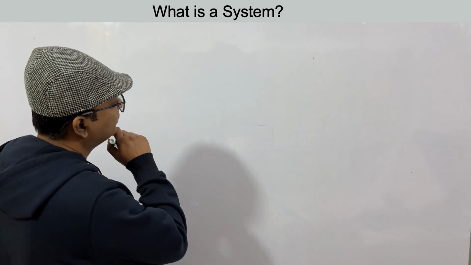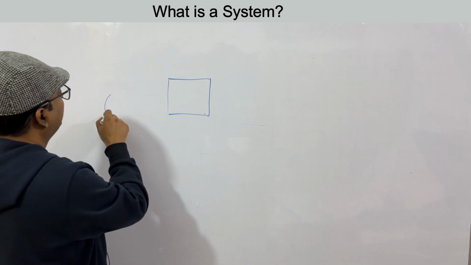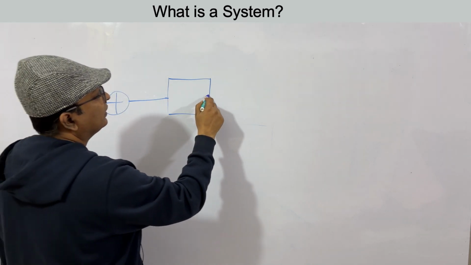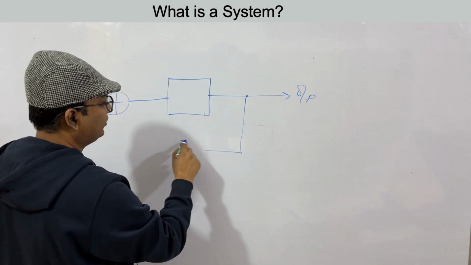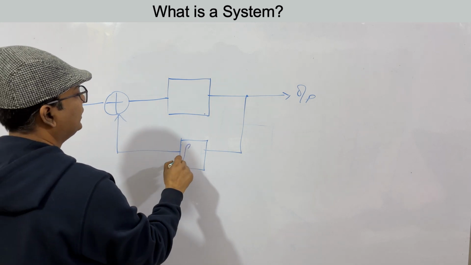Then we have feedback systems. For example, we can have a feedback system. Input is coming to this part, then going to the system, then it is the output, and from the output we can have a feedback system which is interconnected to the input. This is feedback.